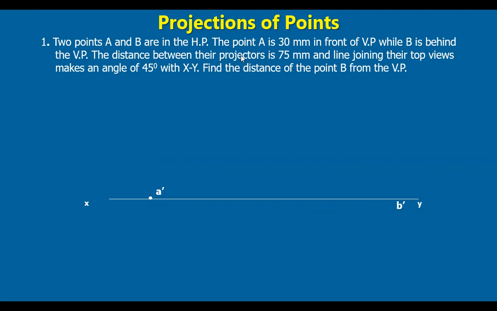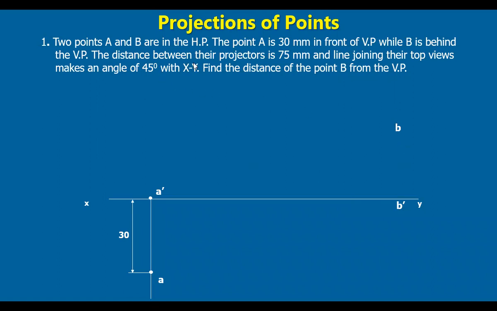Let us find out. The point A is 30 mm in front of VP. That means when you see it in the top view, it is below the reference line. So we draw a projector from A dash and mark 30 mm on this, and this point is A, the top view of point A. Now, B is behind VP, that means its top view is seen above the reference line. So B is seen above the reference line, B here.